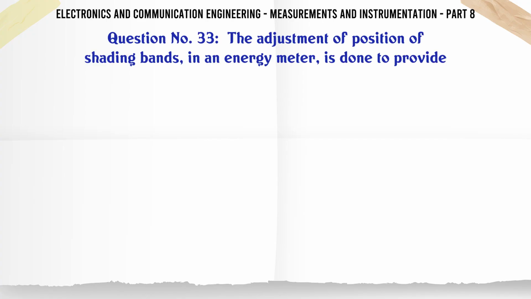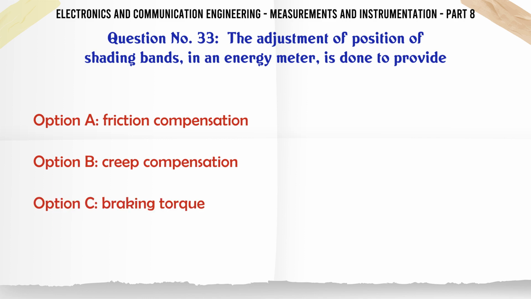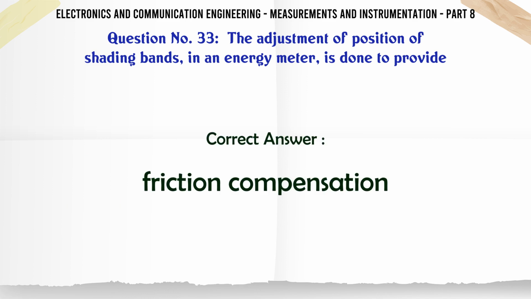The adjustment of position of shading bands in an energy meter is done to provide A: friction compensation, B: creep compensation, C: braking torque, D: none of the above. The correct answer is friction compensation.